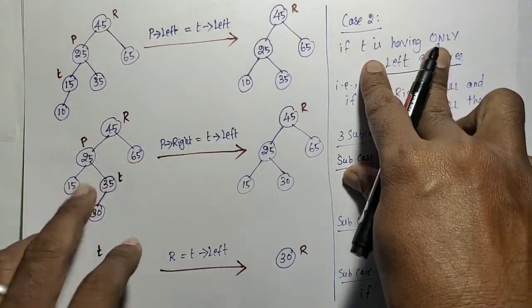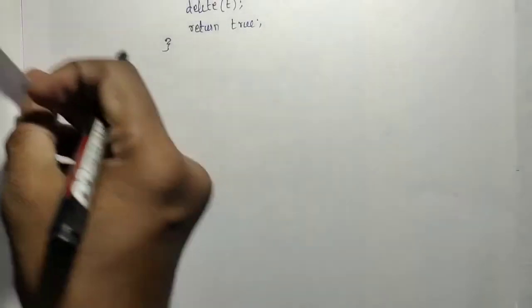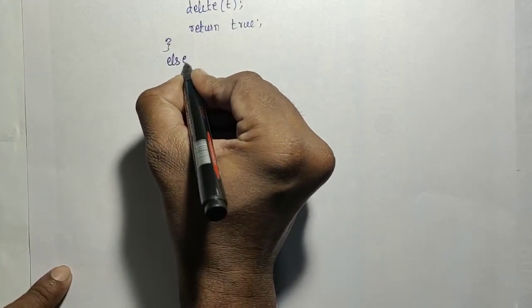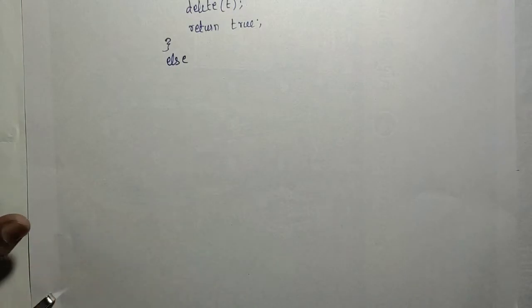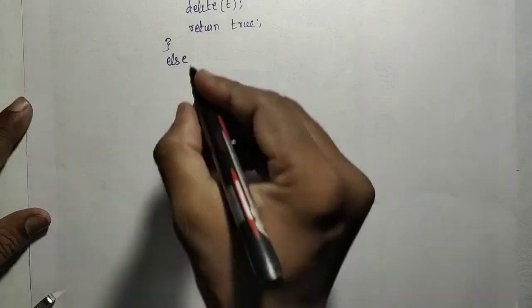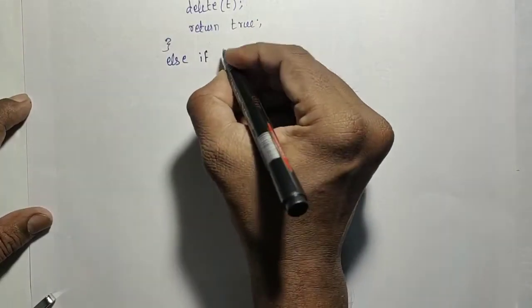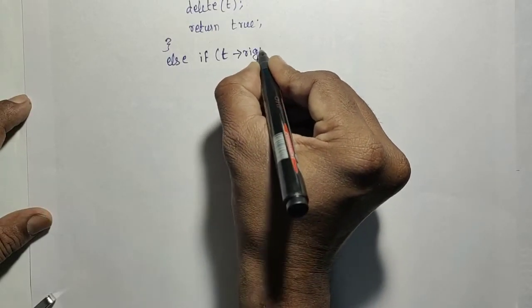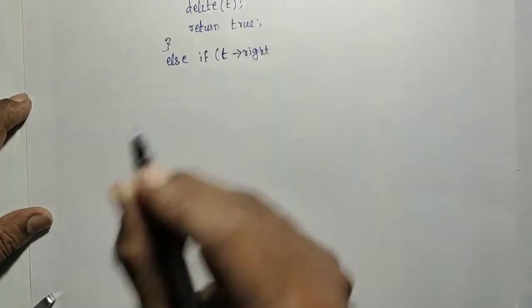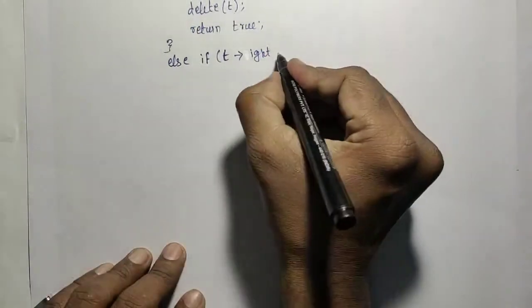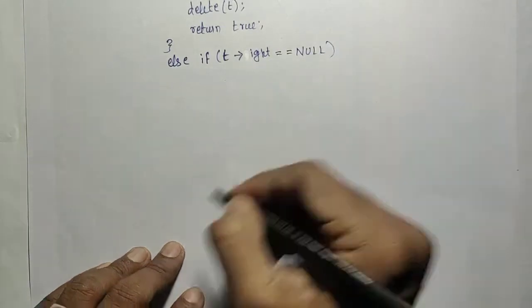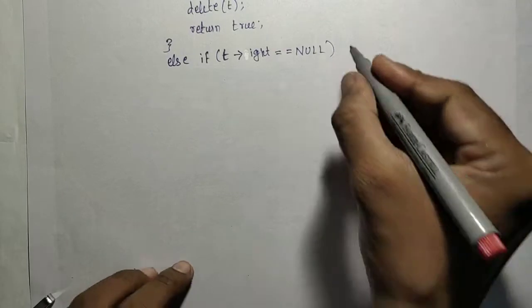So case 2, how can we check it? The first one is if t of left equal to null, else. Else means by default t of left is not equal to null, it is having some value. Again I need to check if t of right is equal to null. This is case 2.